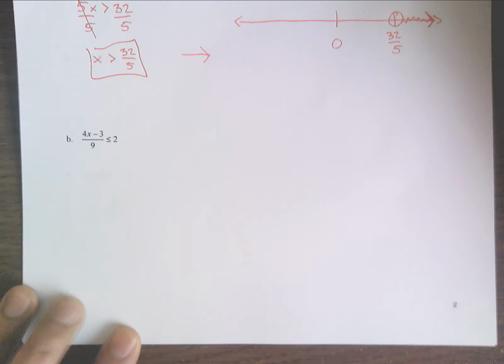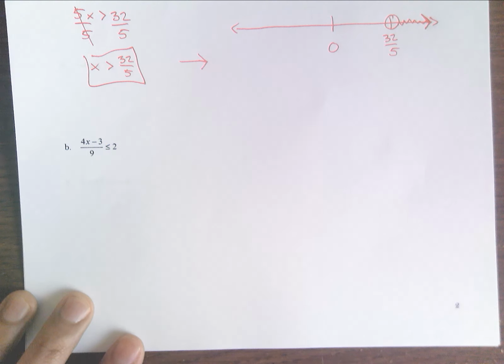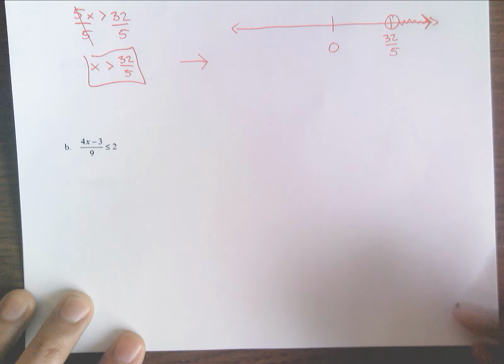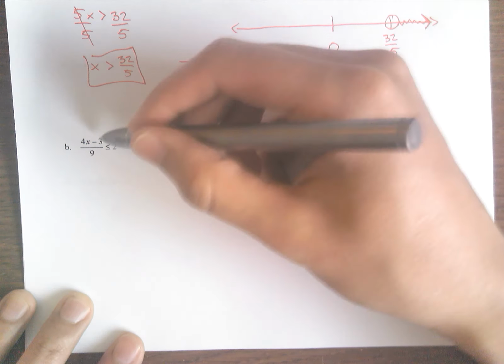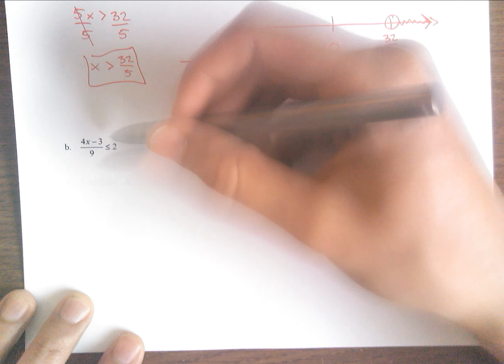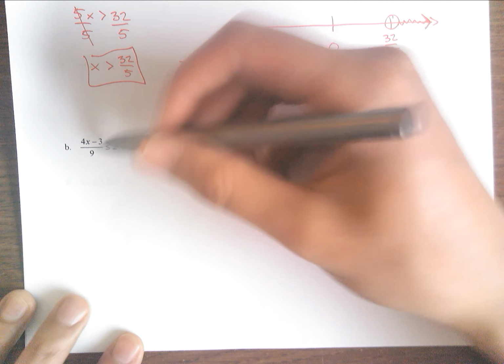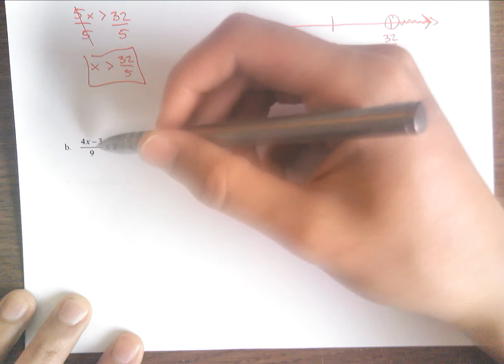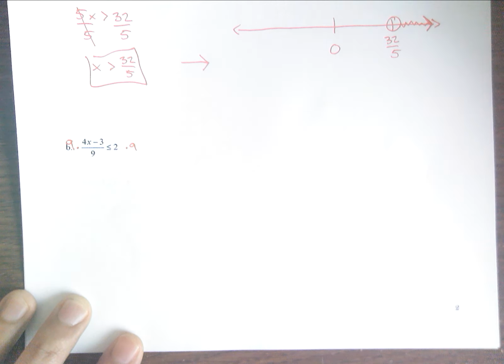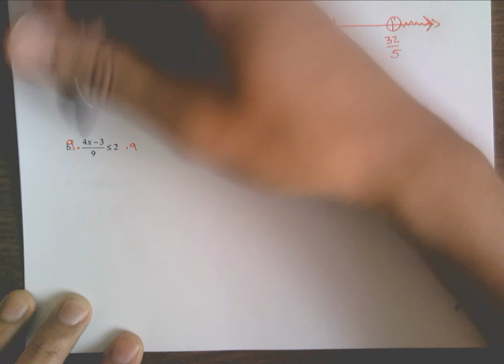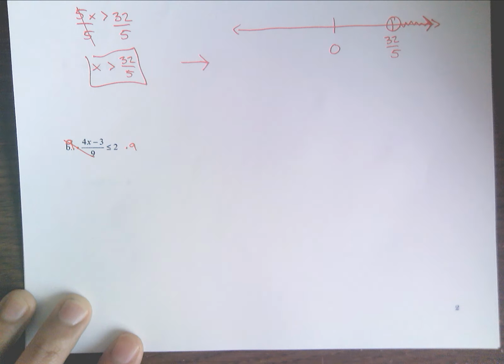Another example. So here we have 4x minus 3, the quantity divided by 9, is less than or equal to 2. In order to solve this, you might think reverse PEMDAS and you want to add 3. But before we can add 3, we have to deal with this 9, because this minus 3 is trapped by this divided by 9. So we have to first get rid of that divided by 9 by multiplying both sides by 9.